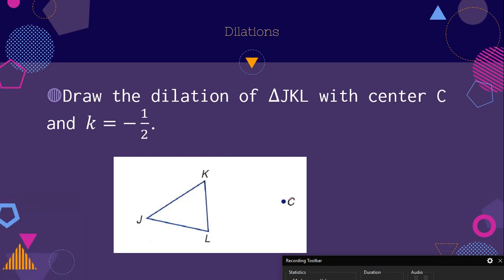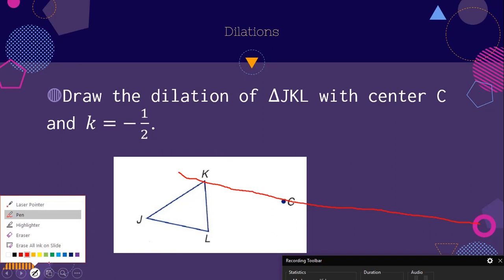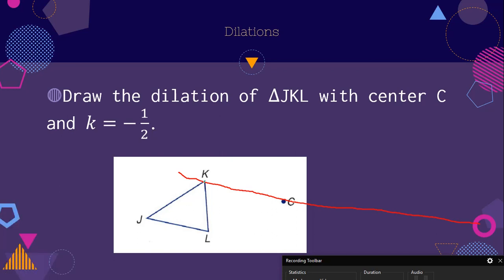We're going to line up C and K, but instead of going past K in this direction, we're actually going to go past C in the other direction. The negative scale factor will move the triangle from the left side of C to the right side. So I'm going to take my ruler and measure this distance from K to C. And then instead of going all that distance, I'm going to go half the distance on the other side of C. So if K to C was 2 inches, I'm going to go only 1 inch, and this is K prime.